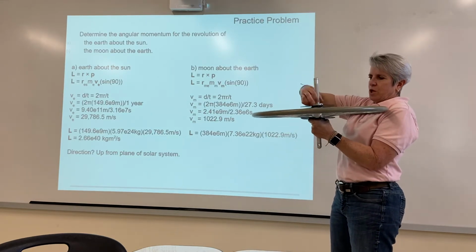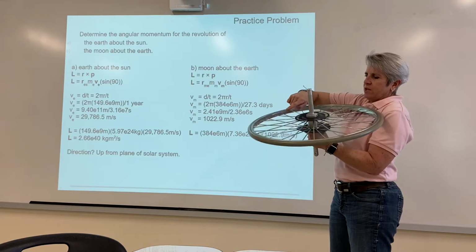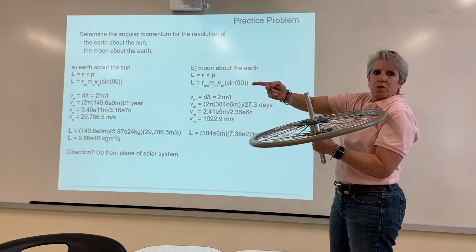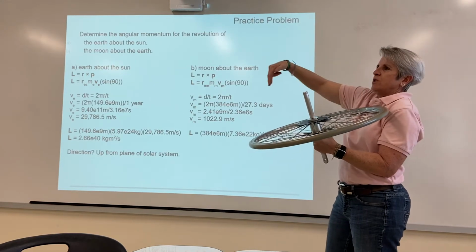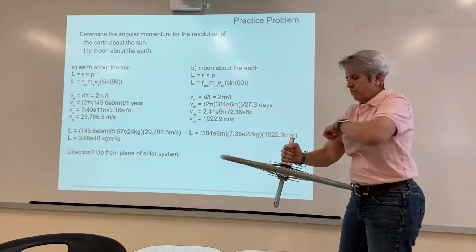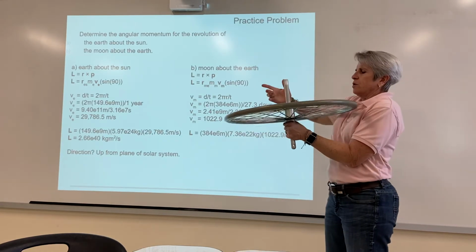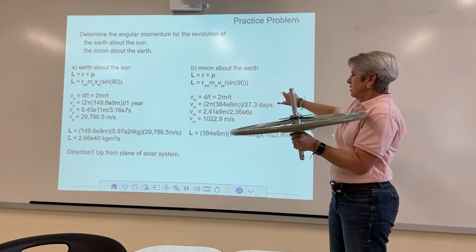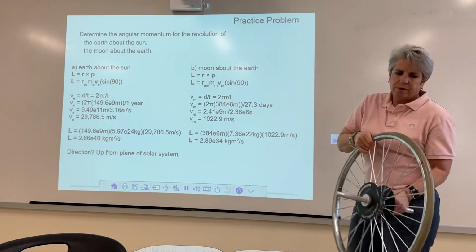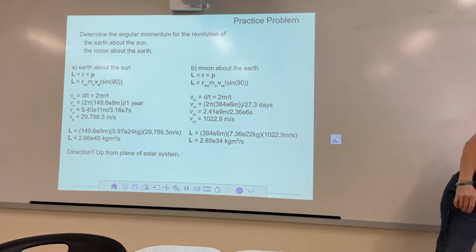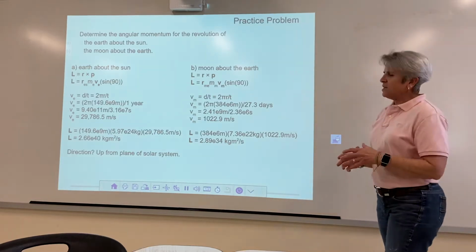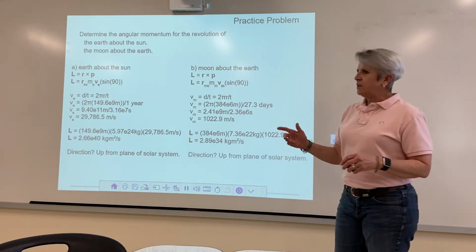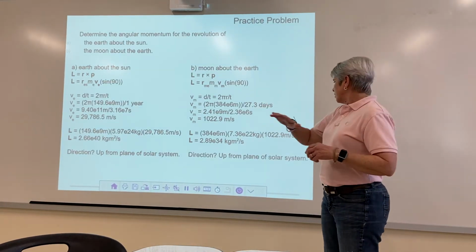If this was the earth and the moon was out here, then the radius would be from the earth out to the moon. The velocity of the moon, if you're looking at it from above and our moon was rotating counterclockwise, would be coming toward you, and once again, the momentum would be up from the plane of the solar system. This momentum for the moon would be 2.89 times 10 to the 34th kilogram meters squared per second, also in that same direction, up from the plane of rotation of the solar system.